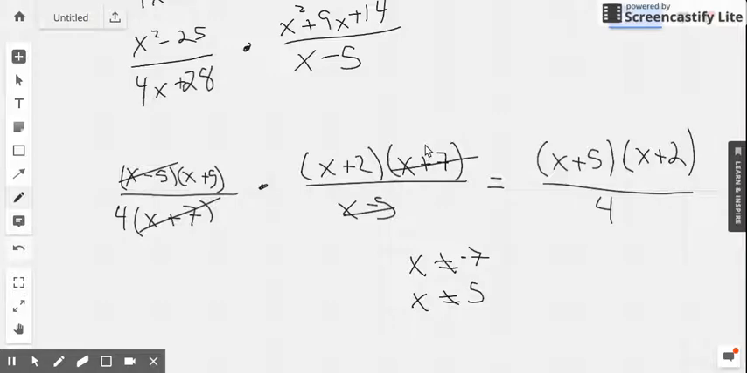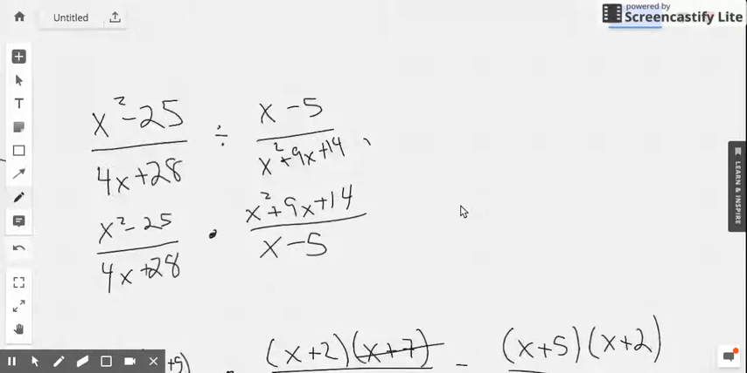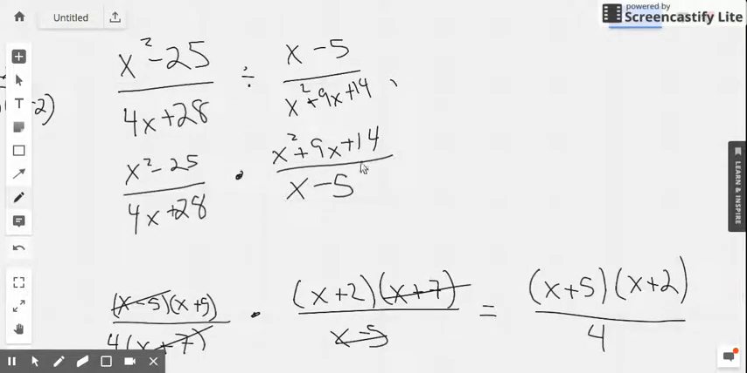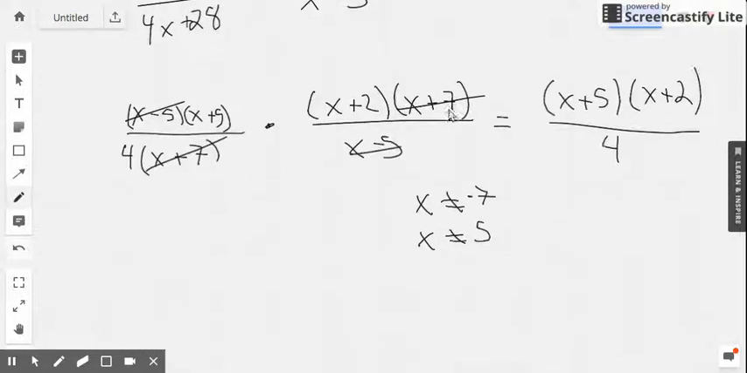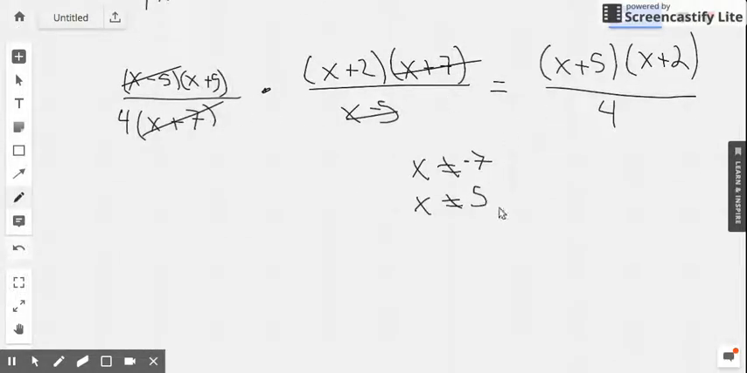But that's the only difference. The only difference for this one is if you start with division, you have to find the reciprocal of the second rational expression, and then just do it like multiplication like we've been doing. Remember to factor and simplify first. It'll be a lot easier.